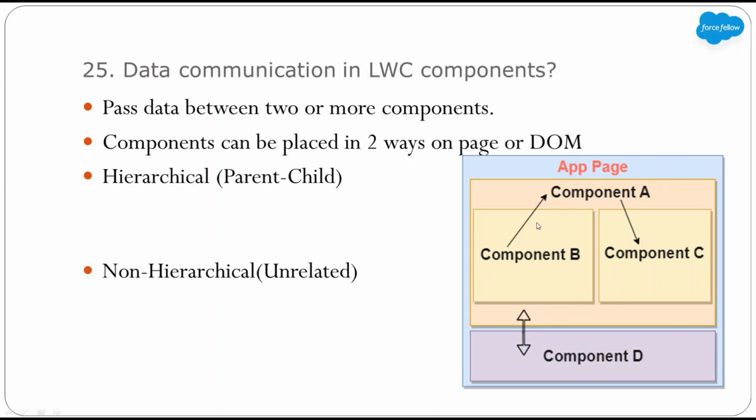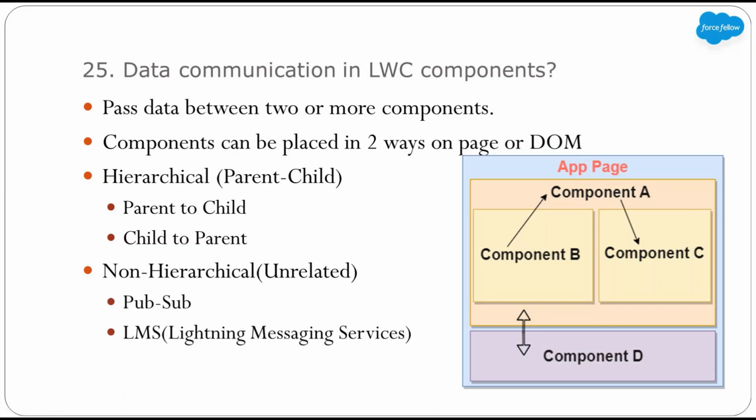So we have different approaches to communicate between related components and non-related components. If we talk about hierarchical components, then we have two approaches: parent to child and child to parent. For example, if I want to pass data from A to B and A to C, or another approach, if I want to pass data from B to A or C to A, that is child to parent. And if we talk about unrelated components, then we have two approaches: Pubsub and Lightning Messaging Service.